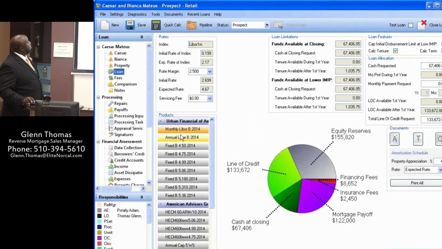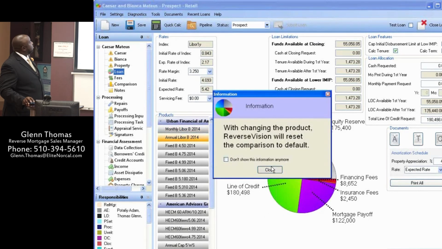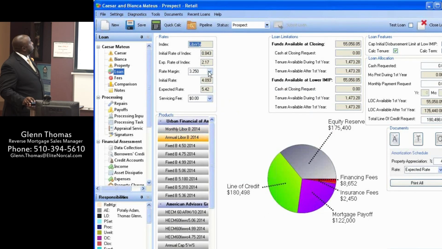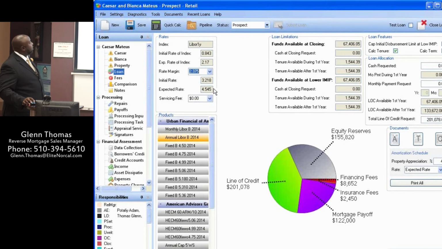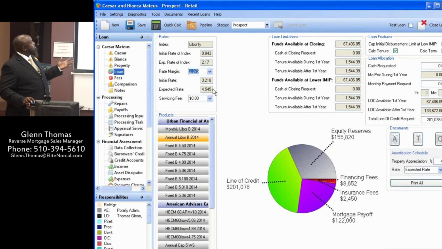We got the LIBOR. Let's do the annual. Okay, let's go 2.37. You see the expected rate, 4.5. That's the expected rate, and that's based off the 10-year swap rate that comes out. So they're saying the average interest rate, the most we're expecting, is about 4.5%. Guess what? It's still lower than 5.06, so they're still maintaining more equity.